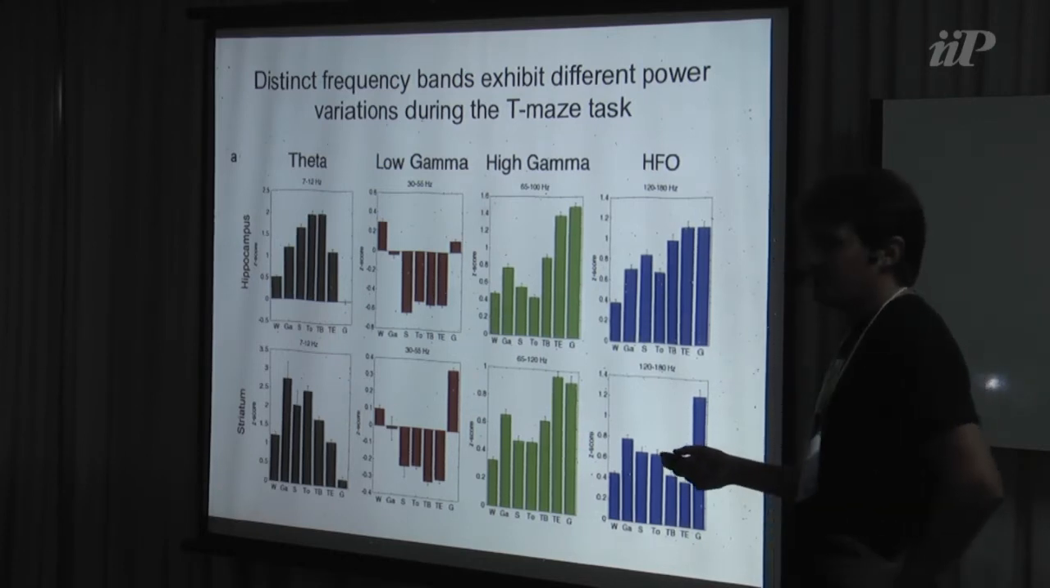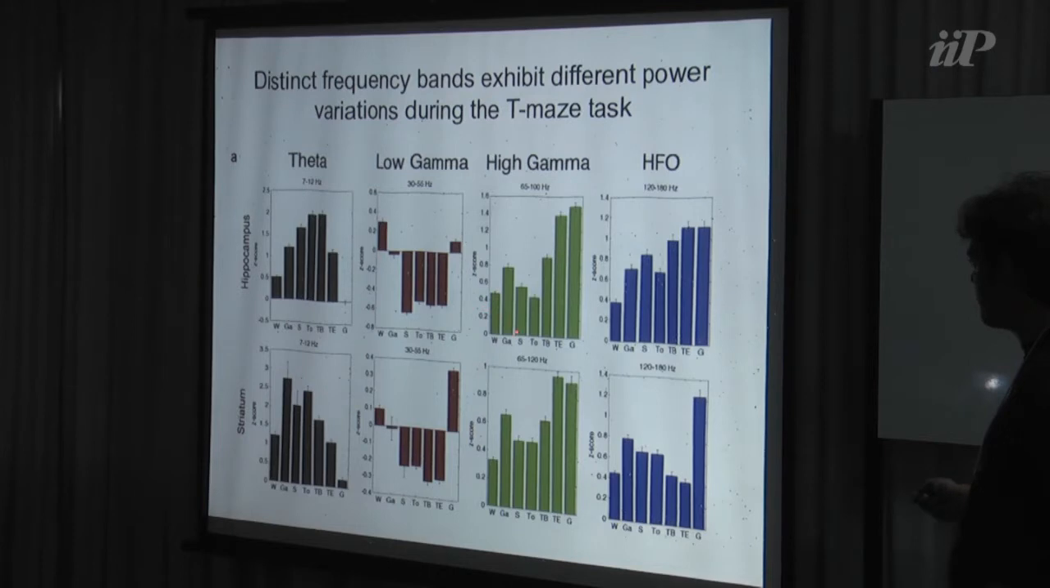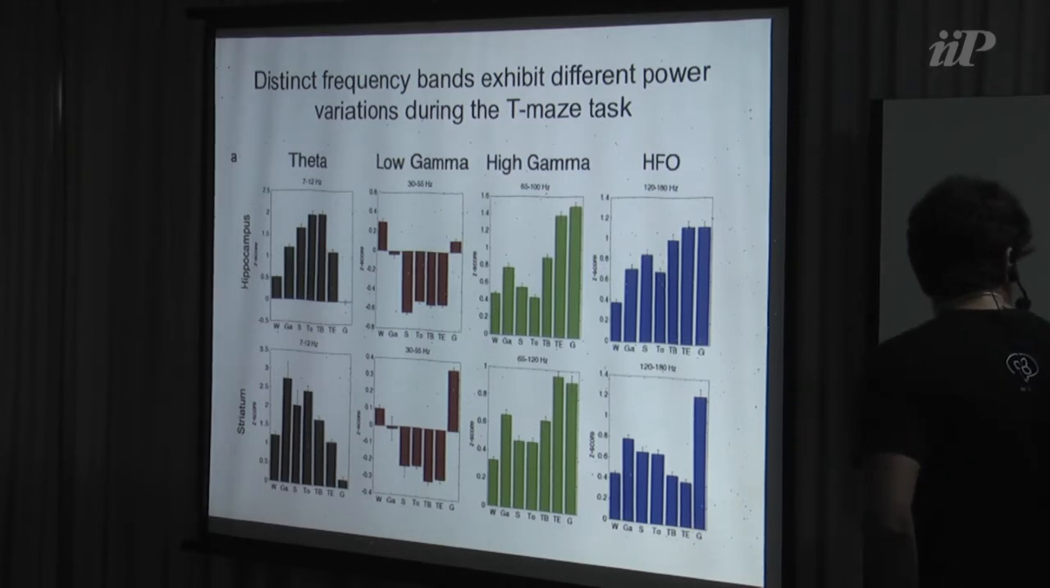And the punchline is, we as neuroscientists don't break the frequency bands just because we want to break them. There are reasons for this. You see that theta behaves differently than low gamma. This is another reason why I separated low gamma from high gamma, because the time courses of power change are very different. So distinct frequency bands exhibit different variations as the animal goes through the maze.